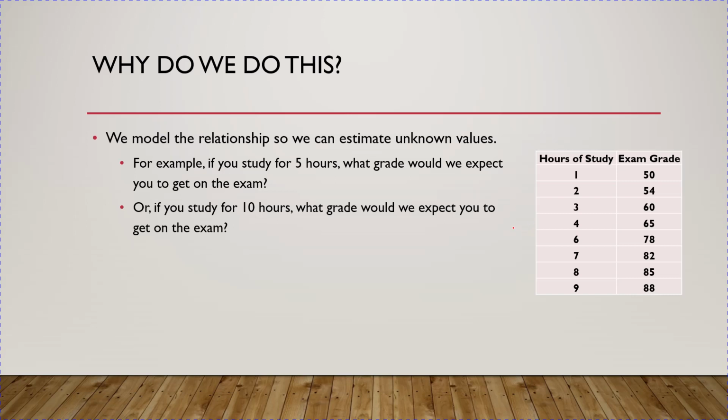Well, look, I have no data for somebody who studied for 5 hours. I know their exam score would probably be between a 65 and 78, but is it closer to 65? Is it closer to 78? What would we expect them to really get? Or if you say, I want to study for 10 hours, my data stops at 9. What grade would I expect someone to get if they study for 10 hours? Obviously over an 88, but what exactly? That's the point here. We want to get this equation so we can use it to estimate for unknown values.